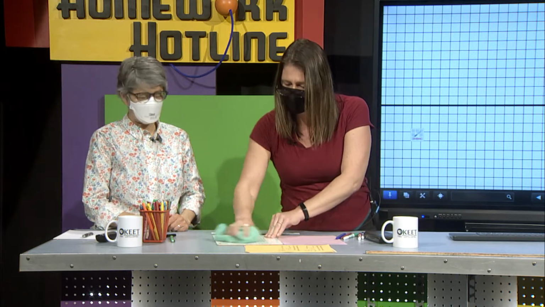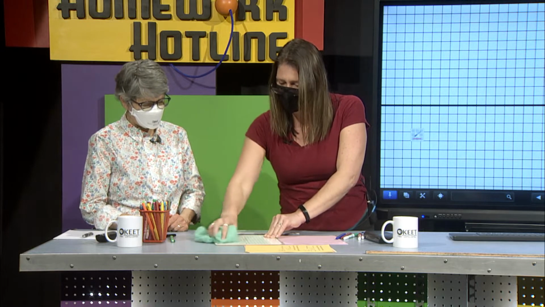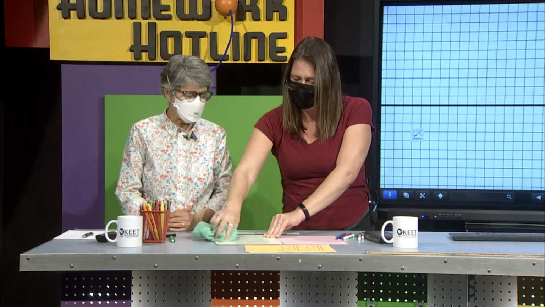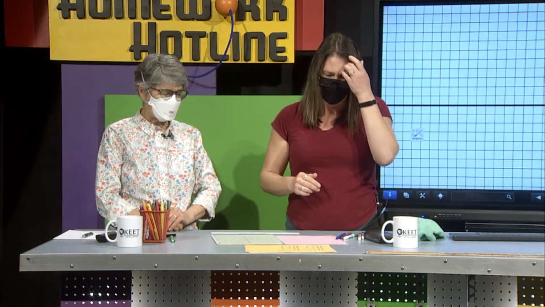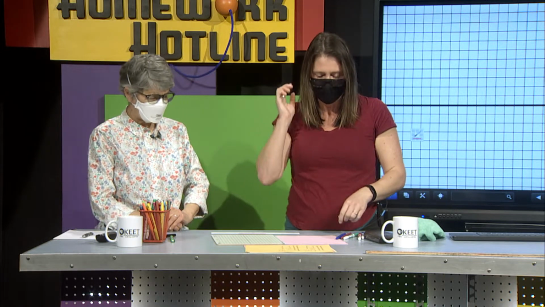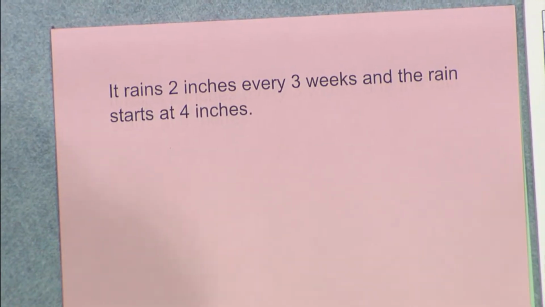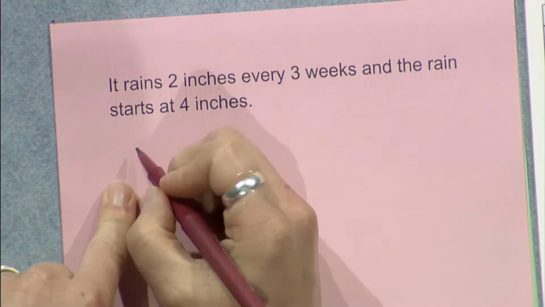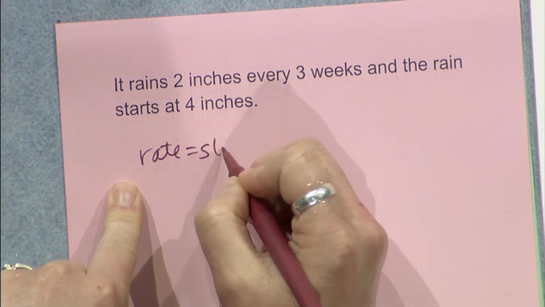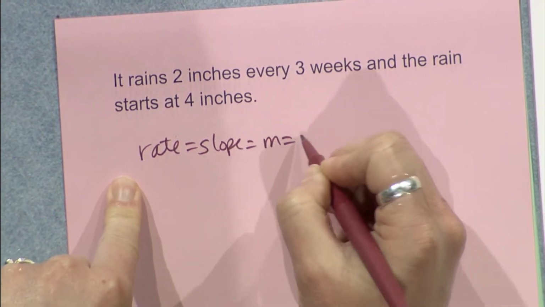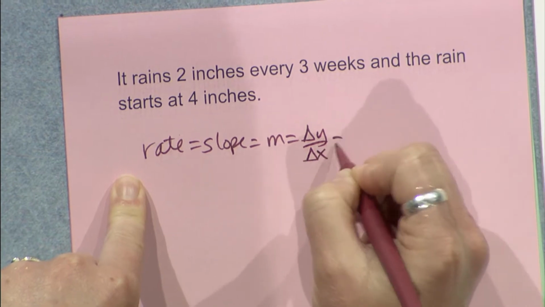Okay, what's the next one? Rain. We don't have any right now, but that's okay, we have a little break. It rains 2 inches every 3 weeks, and the rain starts at 4 inches. So what happens in this one? The rate is 2 inches every 3 weeks. The rate or slope. Slope is m. I just write all the change in y over change in x every time, it helps to know where you are.